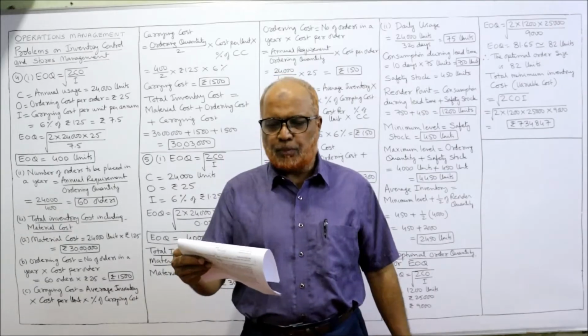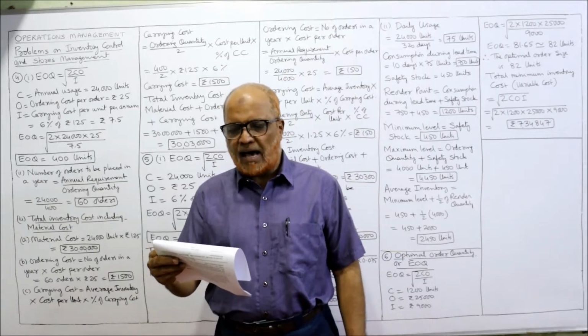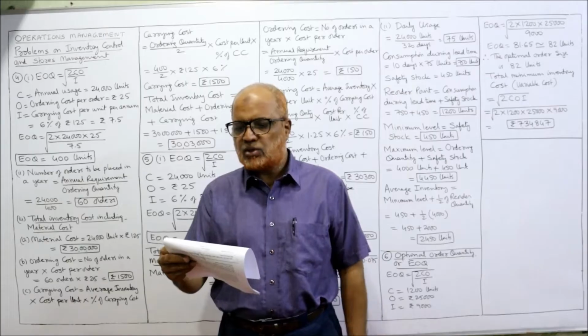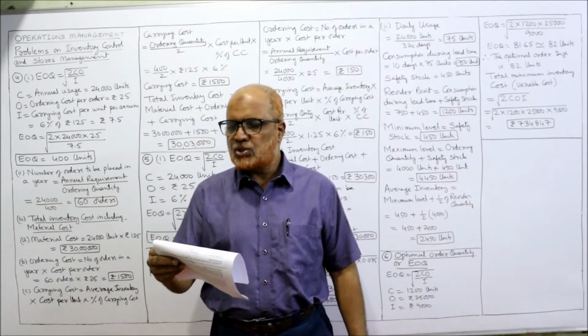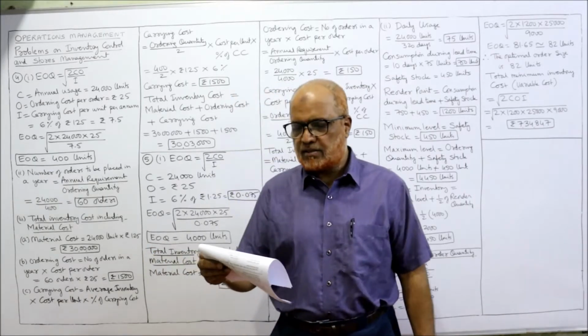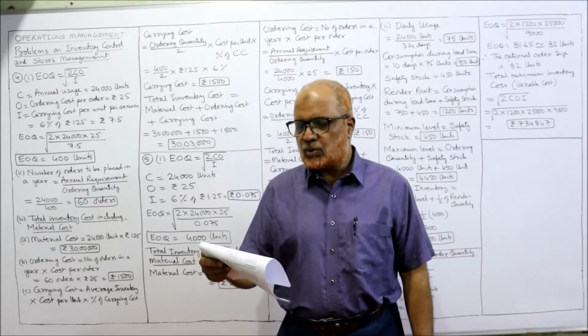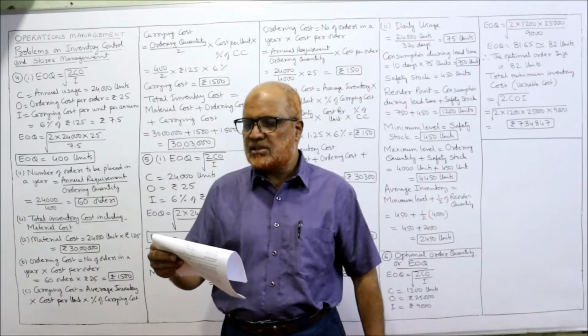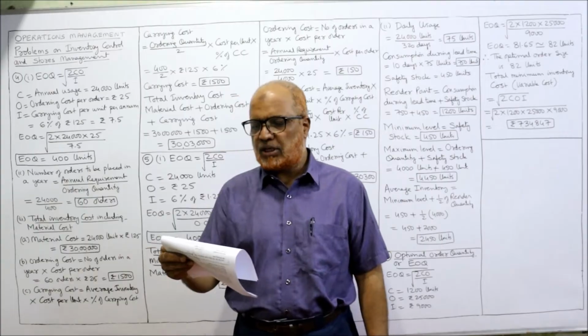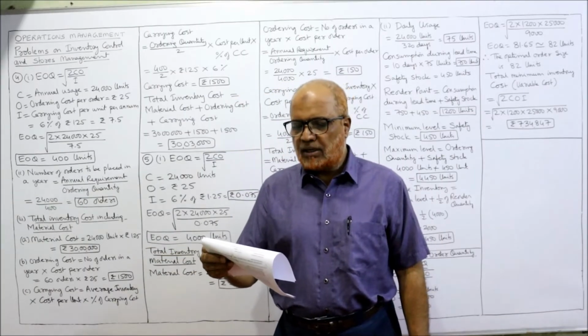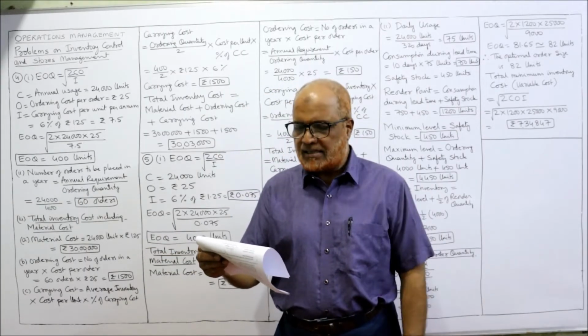Come on, see the 4th problem. A factory uses annually 24,000 units of raw material which cost rupees 125 per unit. Placing each order costs 25 rupees and carrying cost is 6% per year of the average inventory. Find out the economic ordering quantity, EOQ as usual.